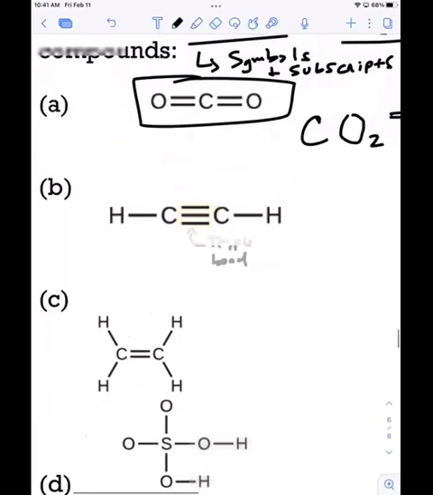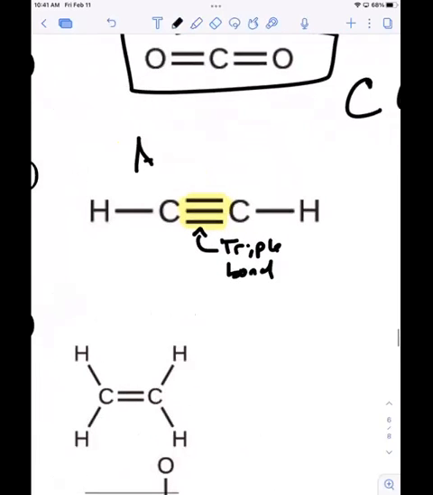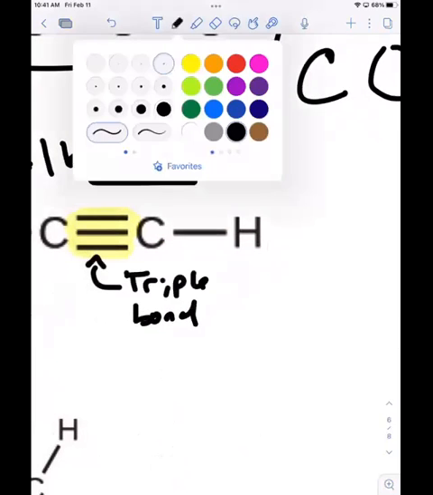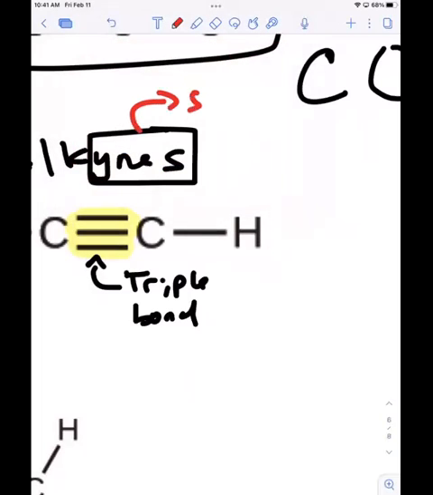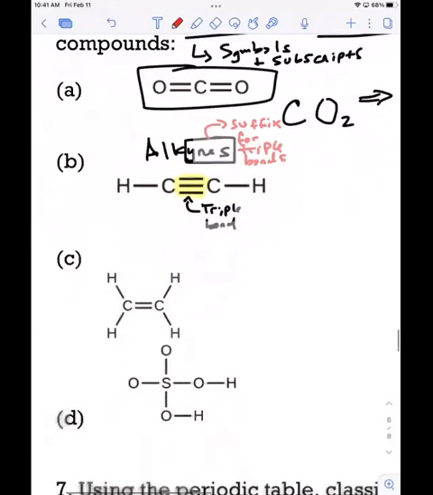In organic chemistry, this is a class of compound that we call alkynes. Right? The YNE on the end gives it away that there's a triple bond present. So this is a suffix for triple bonds. Right? So that gives that away.